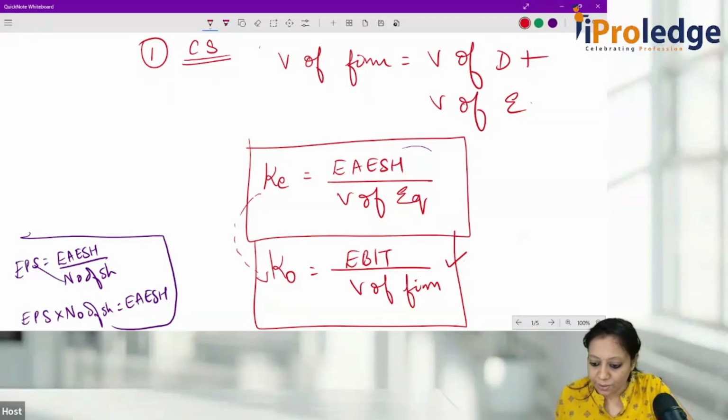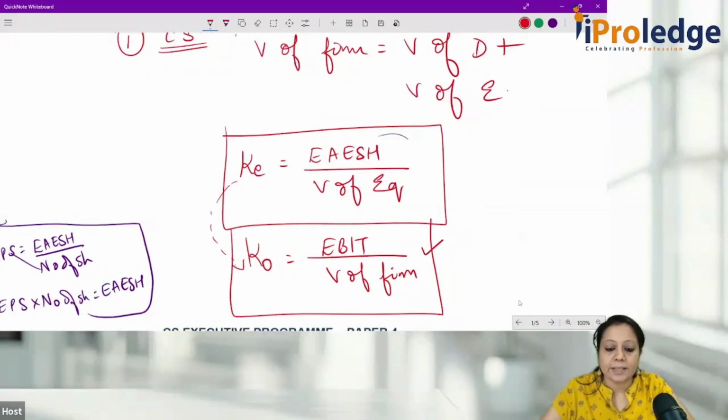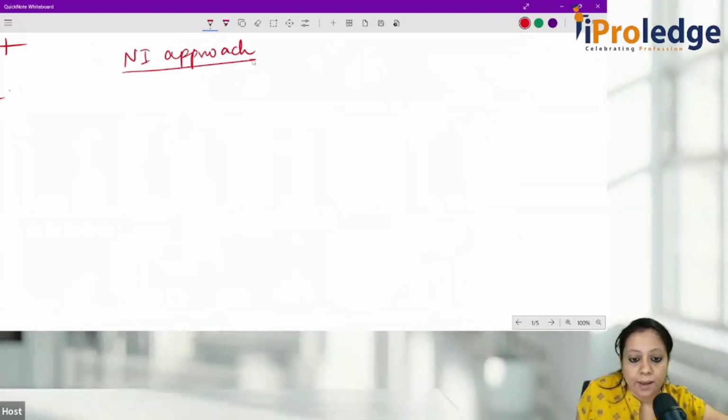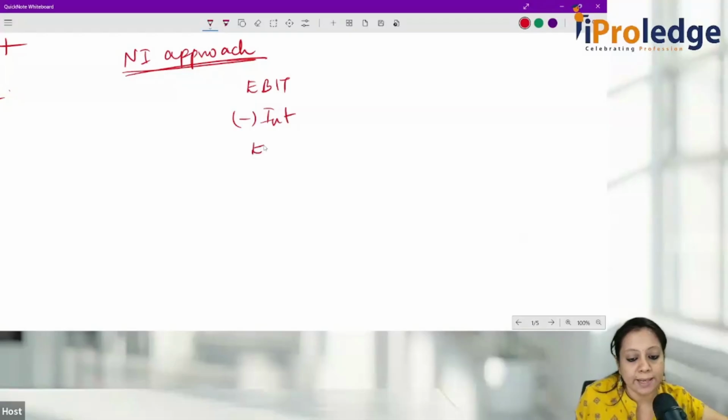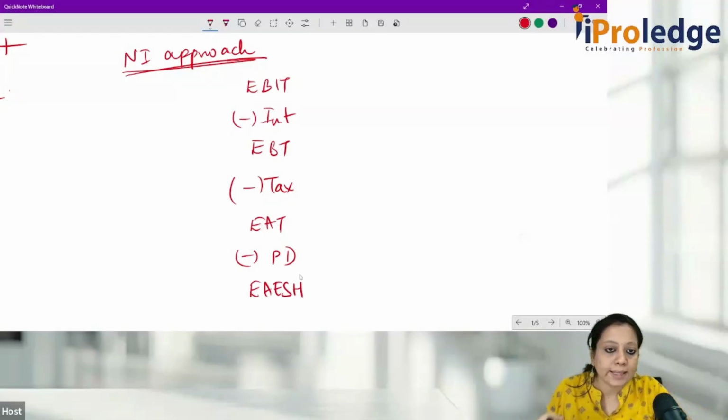Now, these are the basic two formulas that we have. And when the question tells you to follow the net income approach, what are we supposed to do? They are asking you to follow EBIT minus interest is EBT, minus tax is equal to EAT, minus preference dividend is equal to earnings available for equity shareholders. They want you to work along these lines.